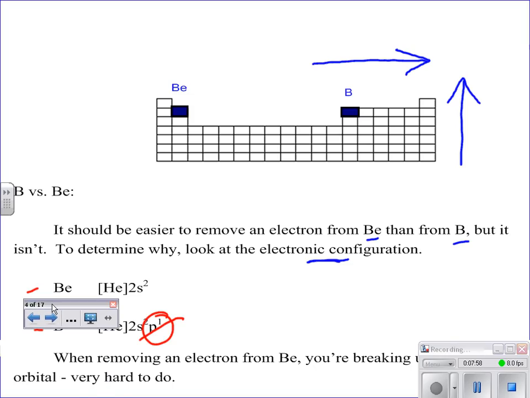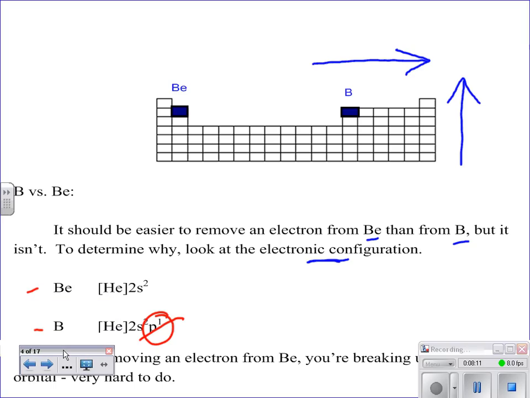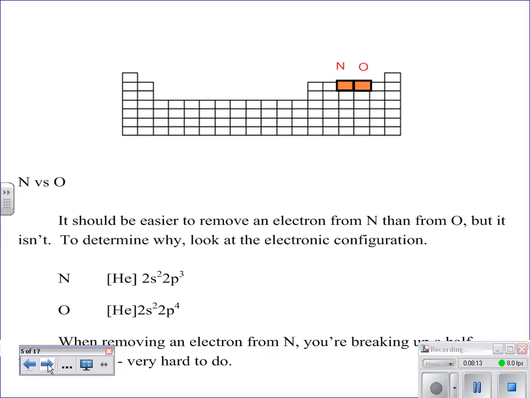When removing an electron from beryllium, it's going to be that 2s, and that's going to be really hard to do, to break up an s orbital. So that's why we have that difference. Another exception that we might come across is with nitrogen and oxygen. According to our rules, it should be harder to grab an electron from oxygen than from nitrogen, but that's not the case.